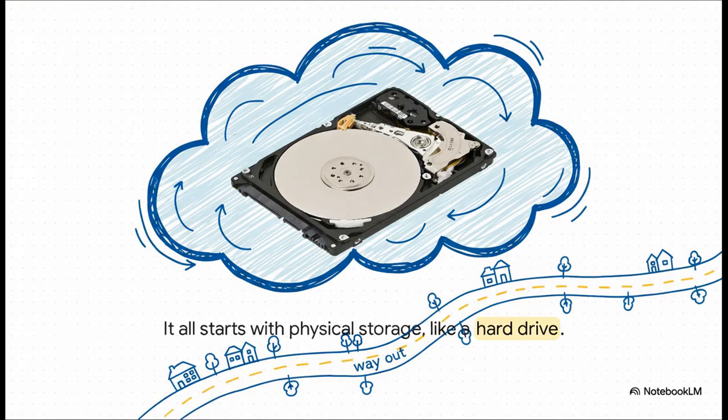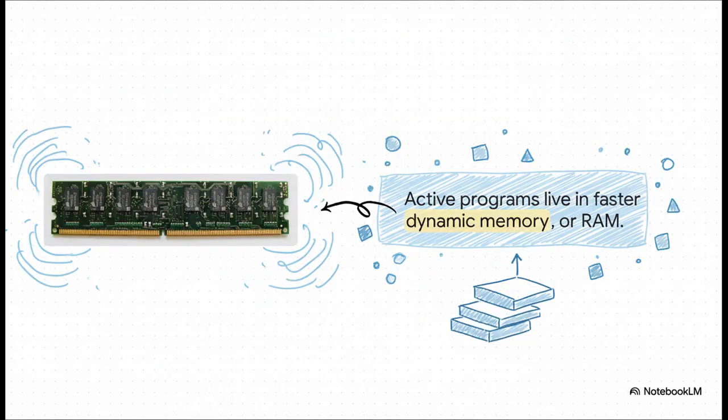Okay, let's start way out in the suburbs of our memory map. Here, you've got your long-term storage, a hard drive or an SSD. This is where all your programs and data hang out when they're not being used. It's slow, sure, but it's permanent. But when you actually double-click an icon and run a program, it gets loaded into a much faster, more exciting neighborhood called RAM. This is where the action is. This is the active workspace where all the real-time thinking happens.